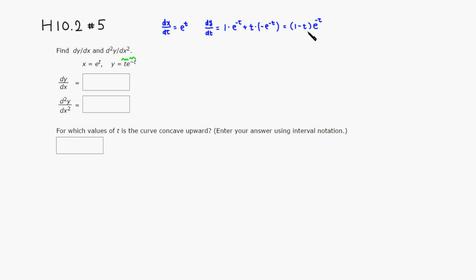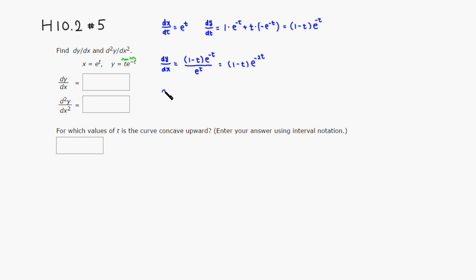So if you want to find the dy over dx, this is going to be dy over dt on top. So you have 1 minus t e to the negative t divided by e to the t, which will give us 1 minus t e to the negative 2t. So that's the first derivative. Let's find the second derivative.